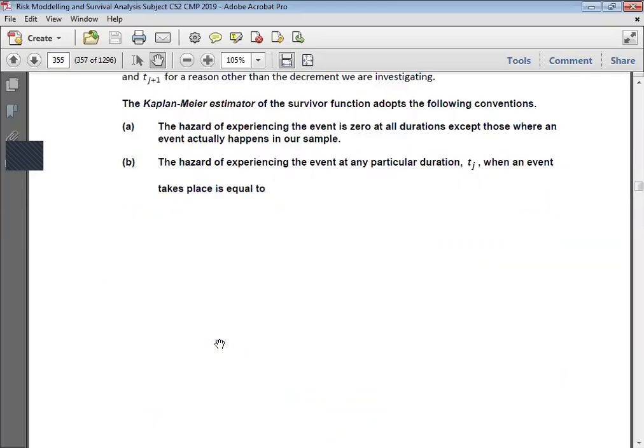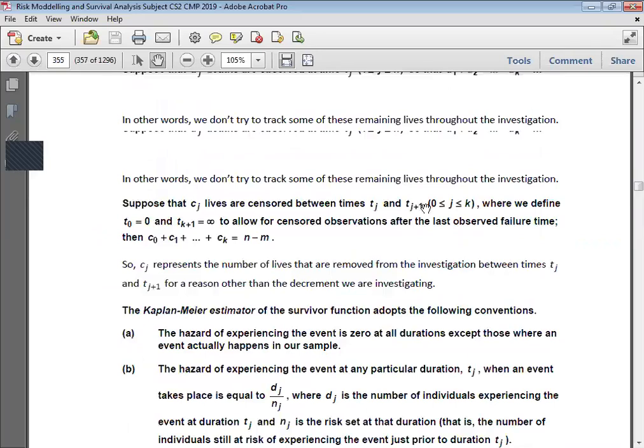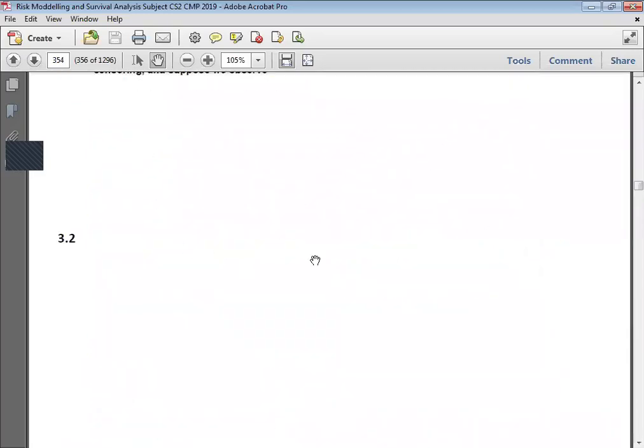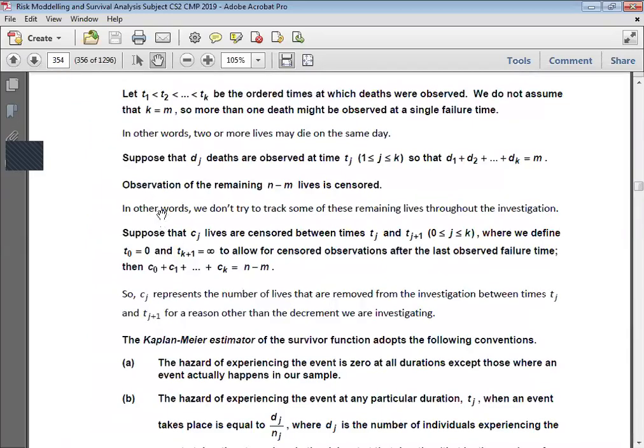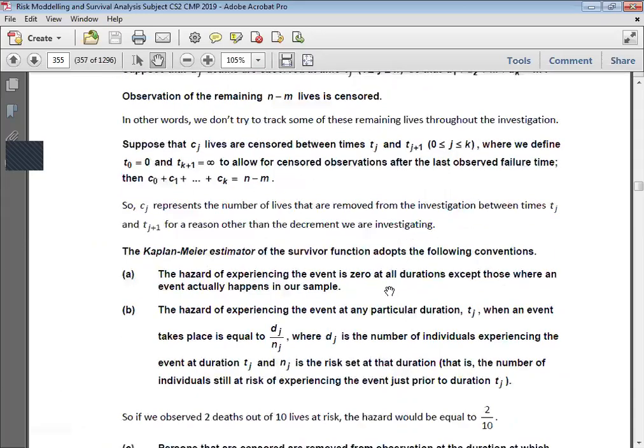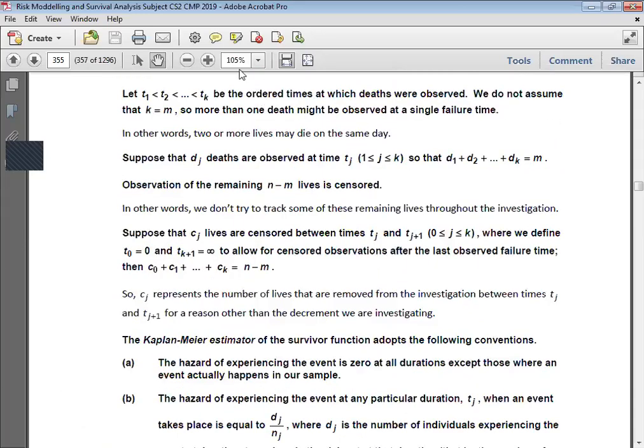Let me just see if I haven't missed anything. So here they are just trying to define some relationships and so on. Here you see the summation of all the lives that get censored is this thing. And again here, let me just walk you through this.